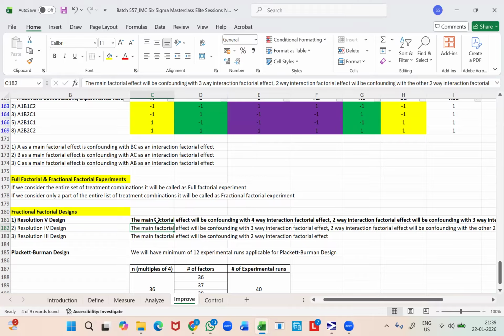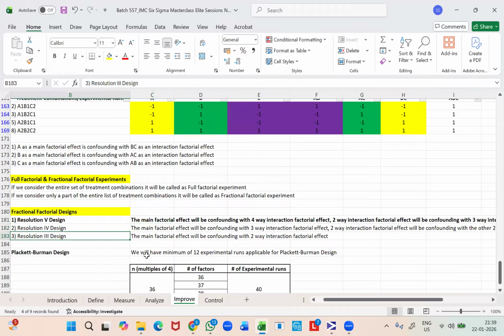And then resolution 3 design. The resolution 3 design, just consider 3 fingers in one of your hand. So what are the combinations that we can come up with? So we can separate out one finger and combine the other 2 fingers. That means the main factorial effect will be confounding with the two-way interaction factorial effect. So in resolution 3 design, we would be willing to sacrifice validation of three-way interaction factorial effect.